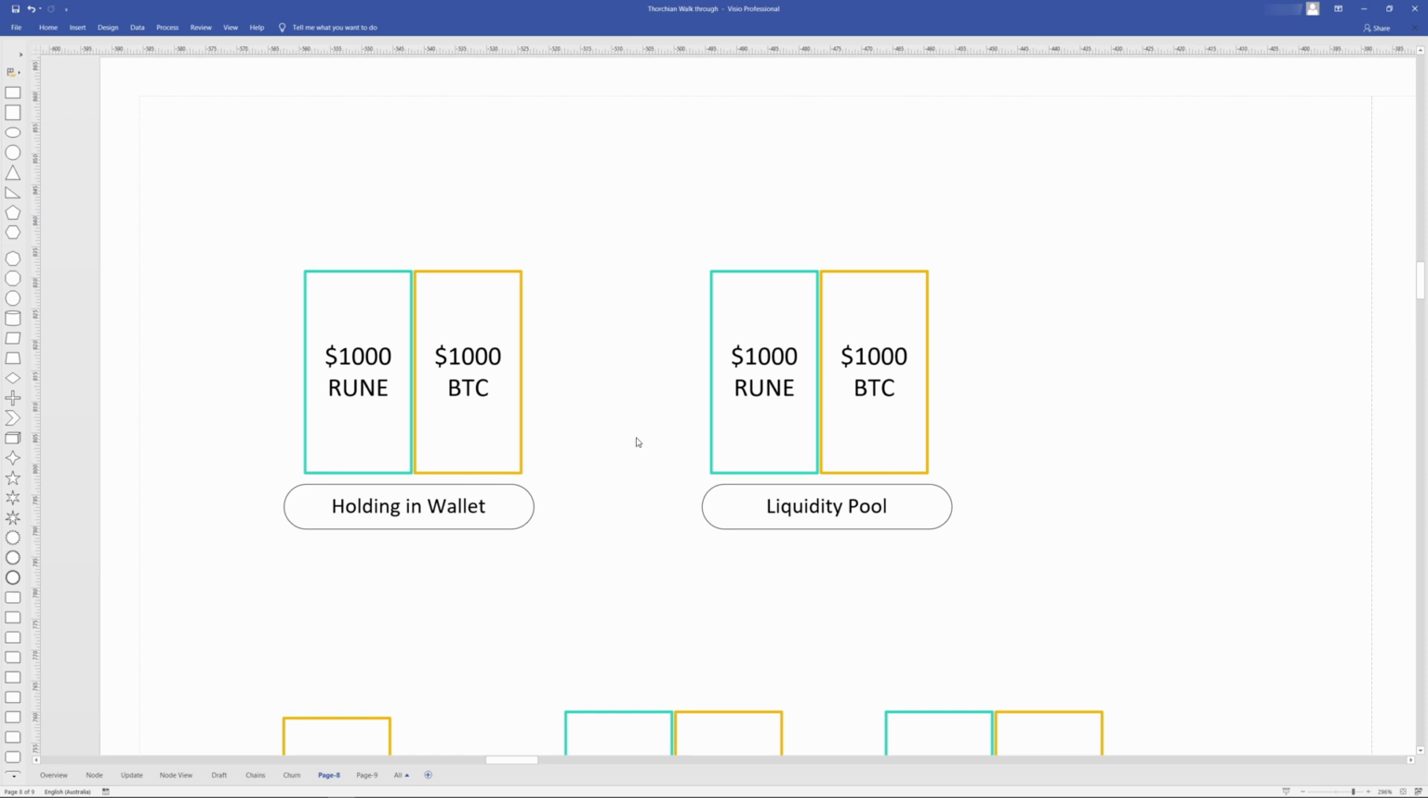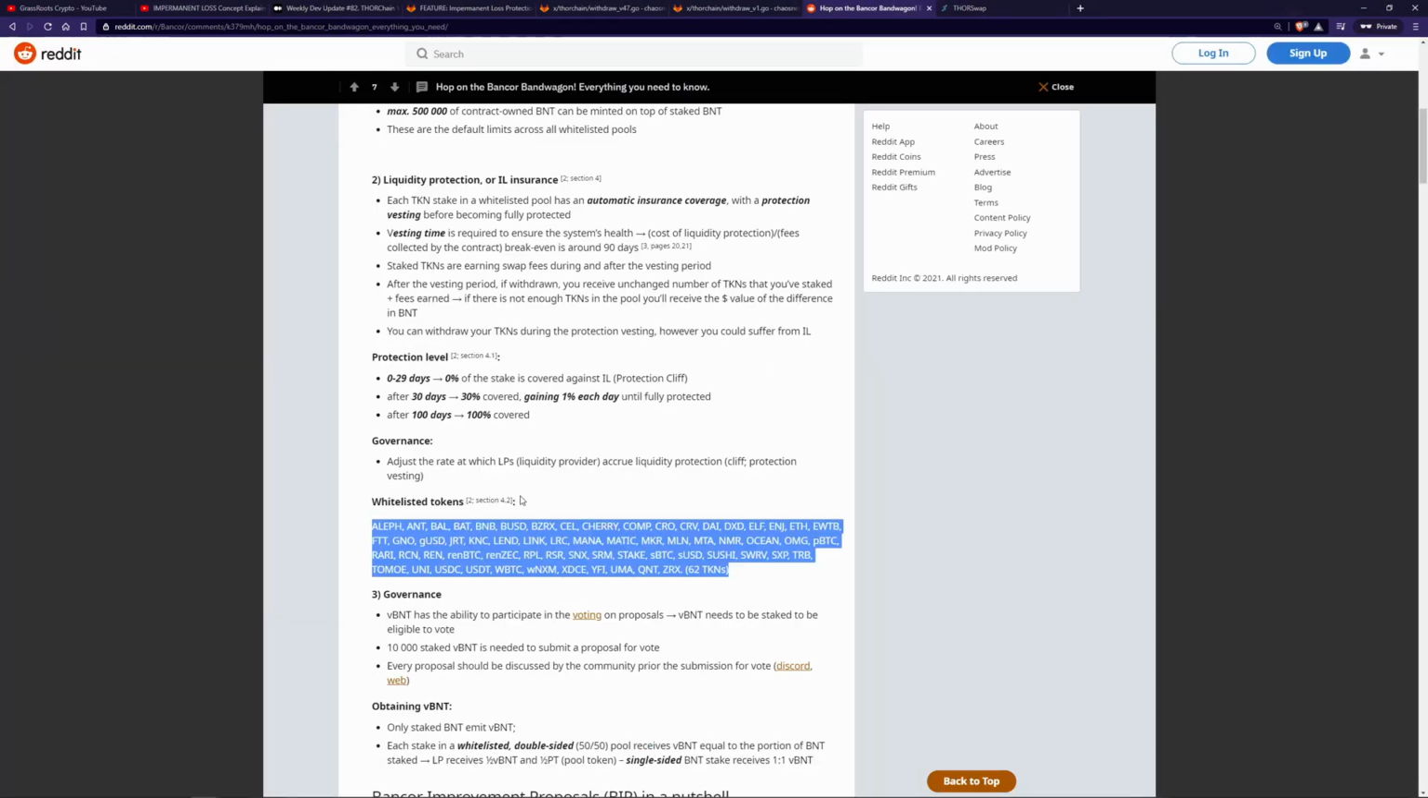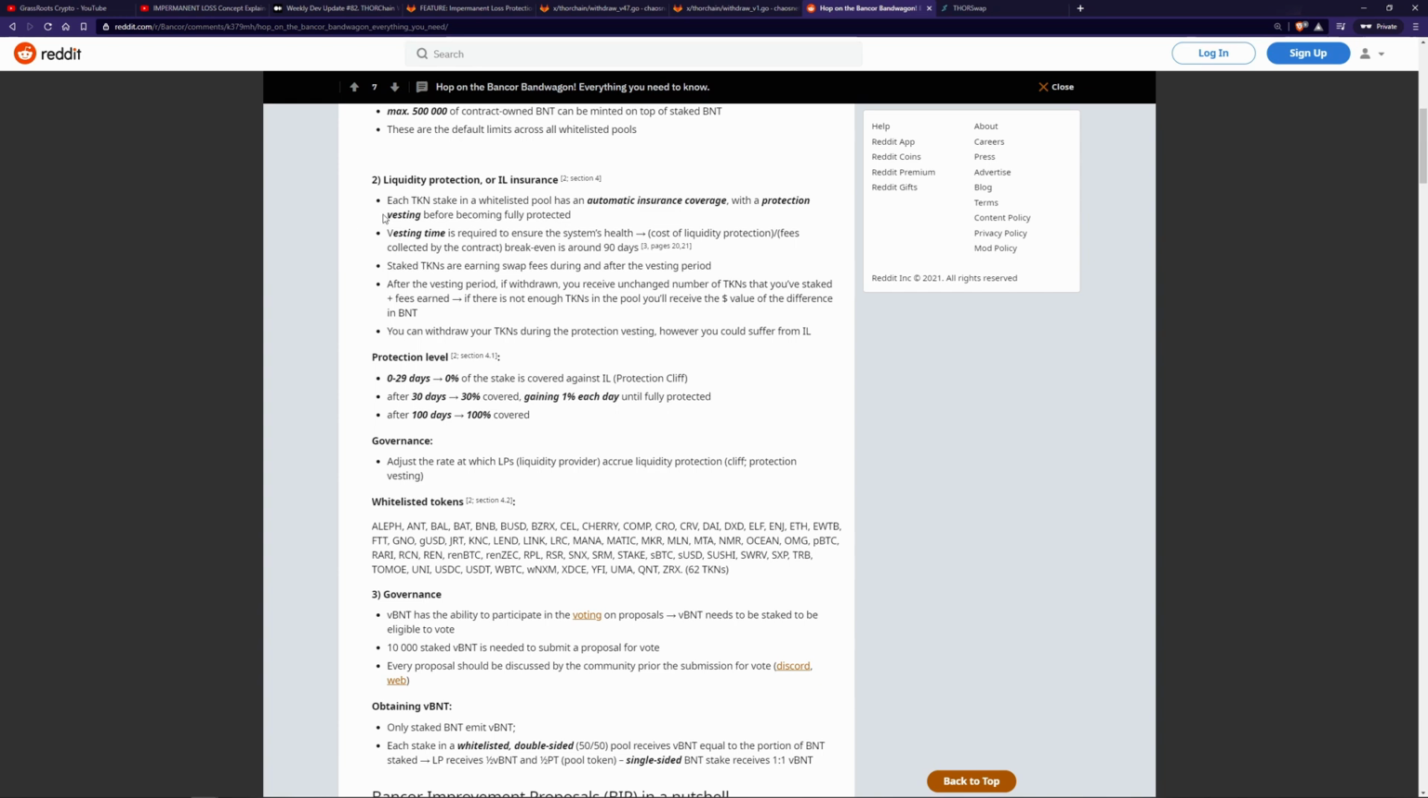Quickly, let's just have a look at Bancor. I just wanted to compare against what we had in Bancor. So Bancor has different protection levels, which is a little bit different to THORChain. So you needed 30 days. So after 30 days, then you get 30%. So it's kind of like the same, except there's this minimum protection cliff that you need to get. Whereas THORChain will get it, from 1 to 29, you'll get 1 to 29%, all the way through.